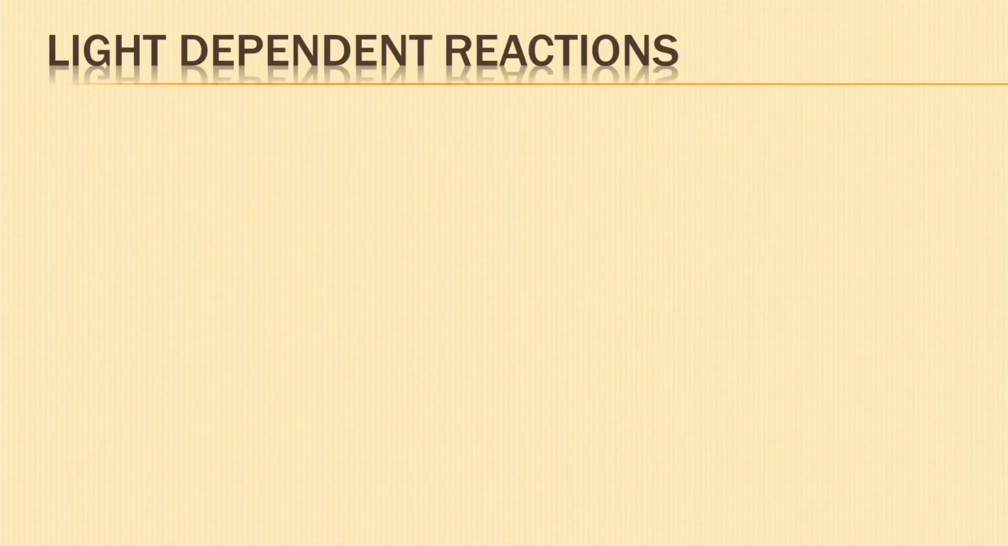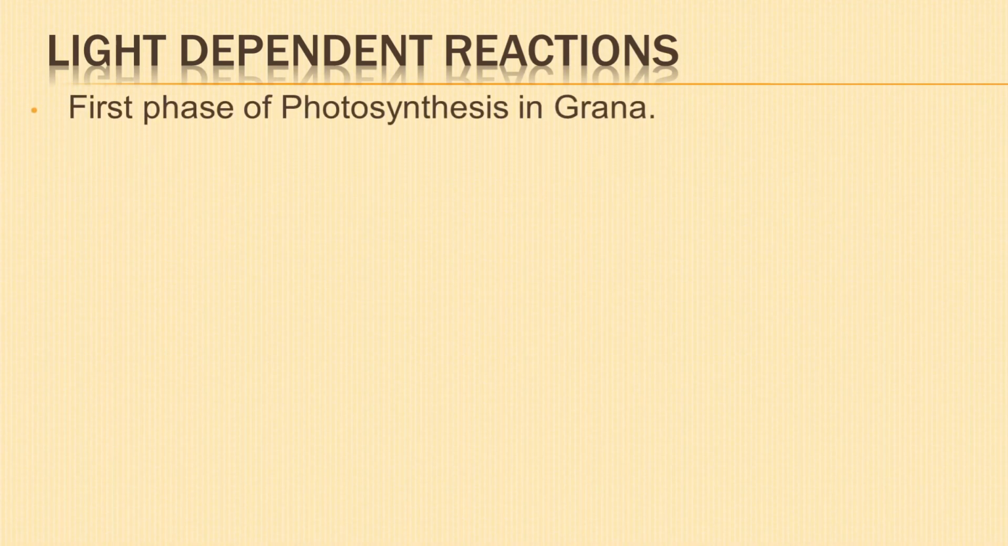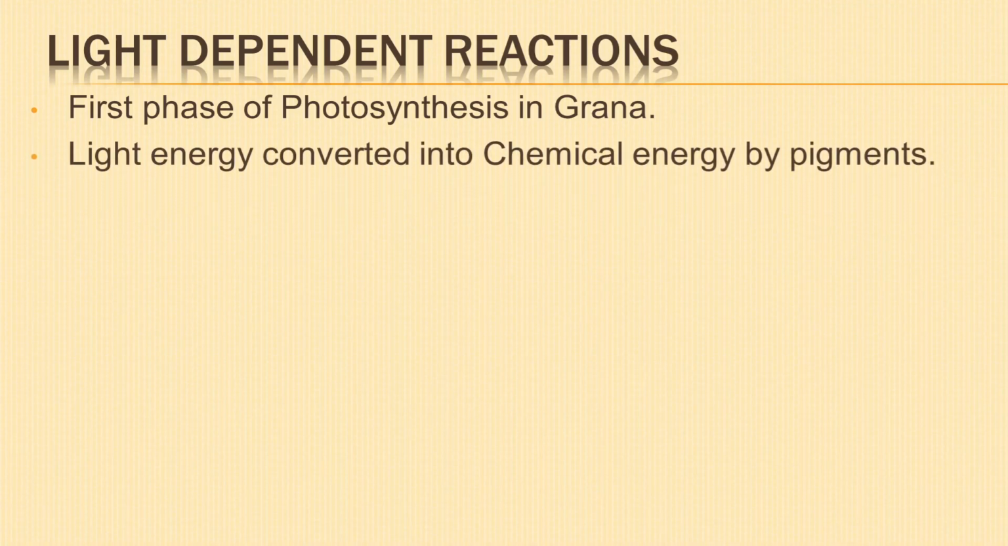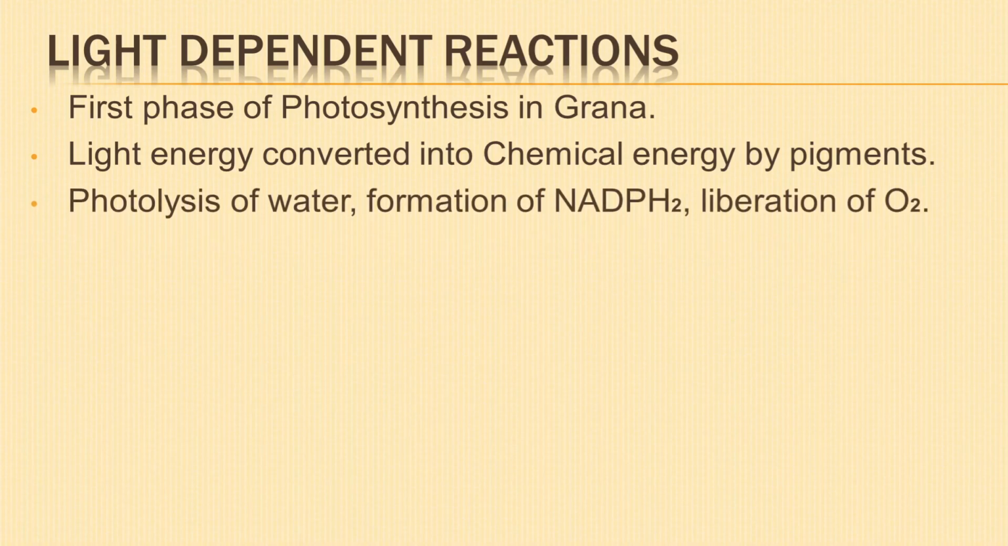Next are the light-dependent reactions, otherwise called light reactions. It is the first phase of photosynthesis occurring in the grana of chloroplast. Light energy is absorbed by the photosynthetic pigments and is converted into chemical energy in the form of ATP by photophosphorylation. Photolysis of water takes place, leading to the formation of NADPH2 and liberation of oxygen.